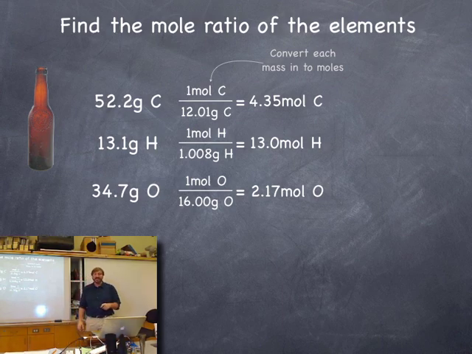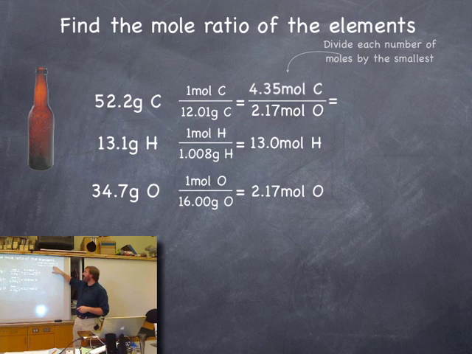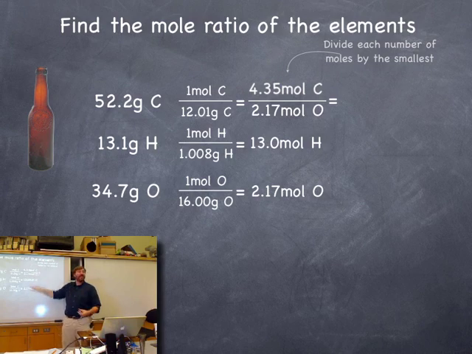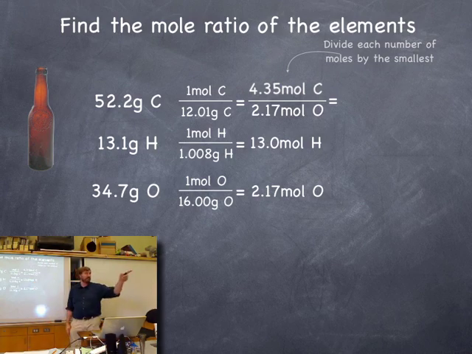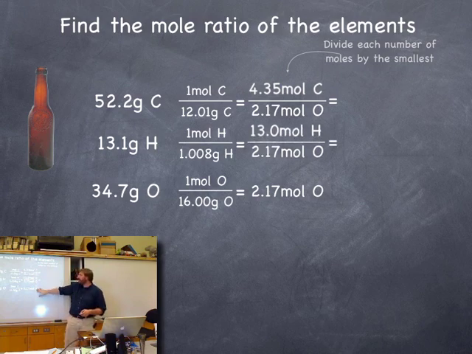Now, I want to take each of these moles and divide it by the smallest value. So I'm going to take the 4.35 moles of carbon and divide it by 2.17. Okay? I want to create a ratio. The ratios are going to work the nicest if I divide each of these values by the smallest number of moles, the smallest value out of my 3.